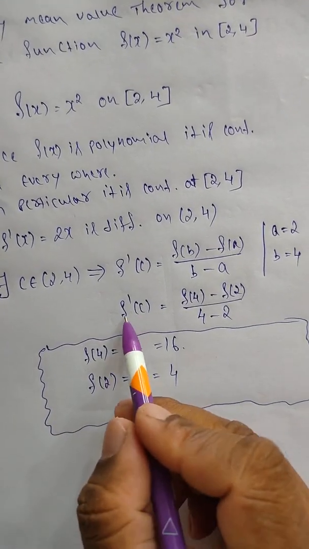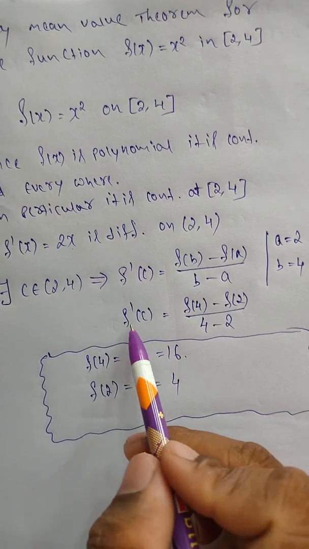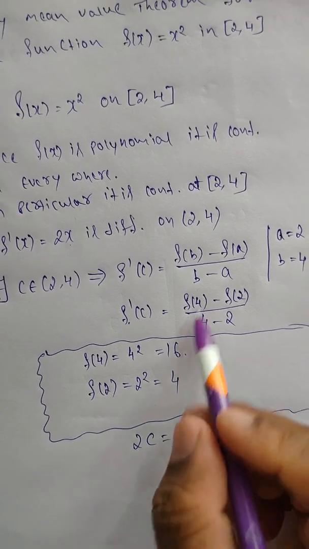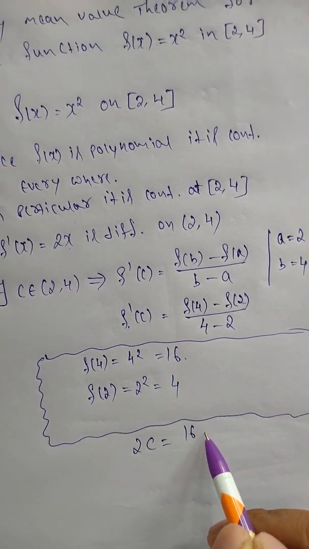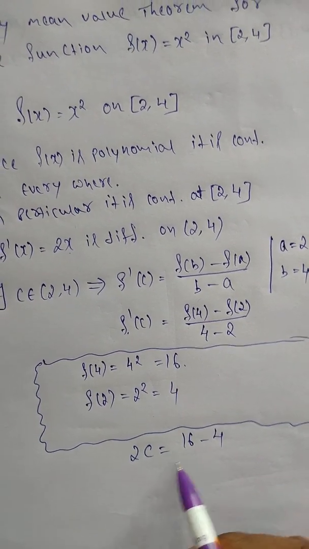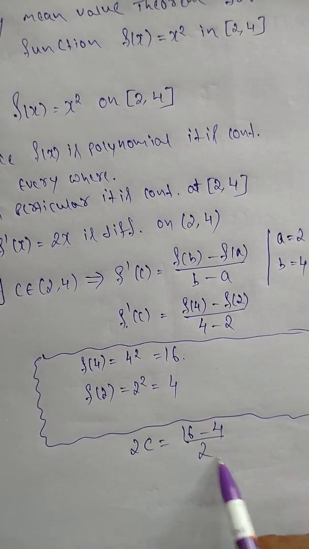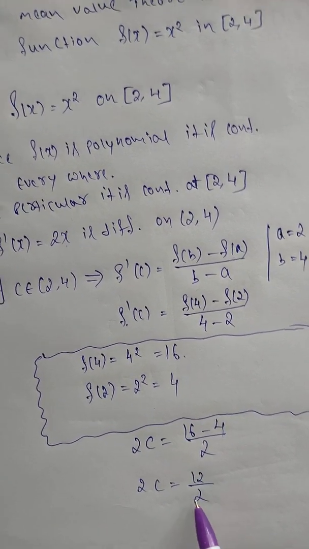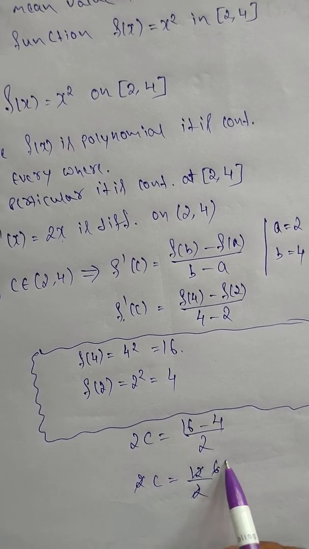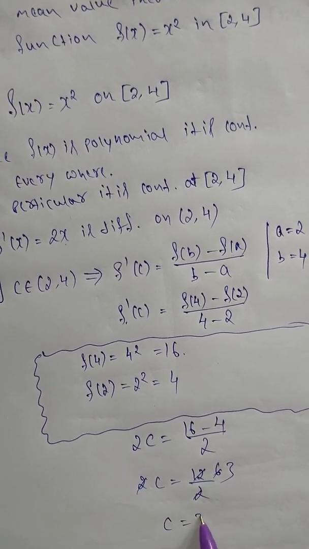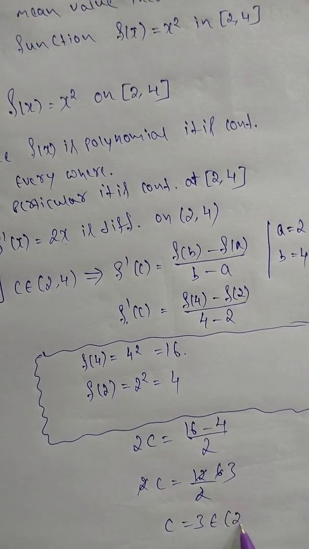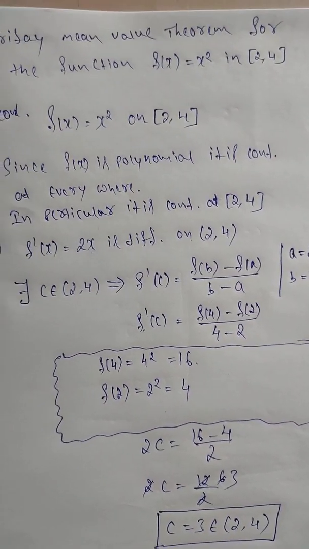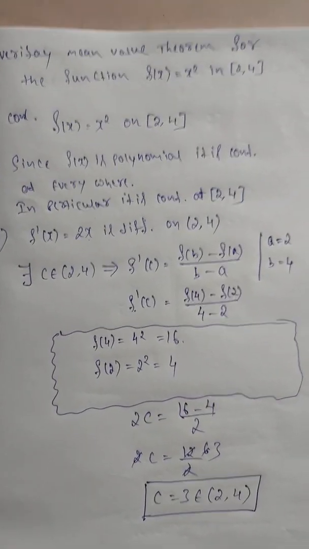I am substituting directly. Now f dash of x is 2x, so f dash of c is 2c. f of 4 is 16, f of 2 is 4, by 4 minus 2, which is 2. Now 2c is equal to 16 minus 4, which is 12, by 2. So c is equal to 3. 3 belongs to the open interval 2, 4. That's all. This is the mean value theorem. Is it clear? Is it easy?